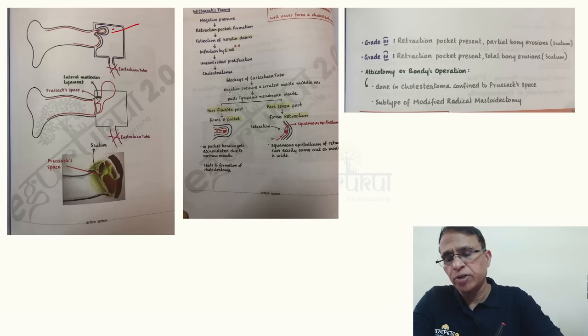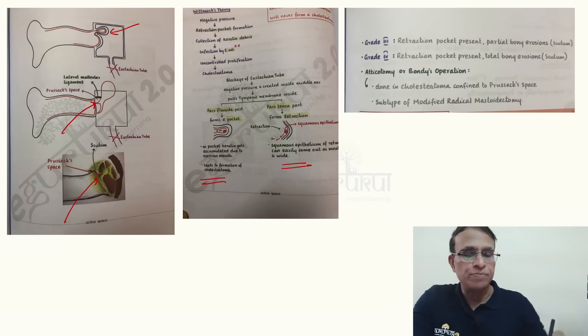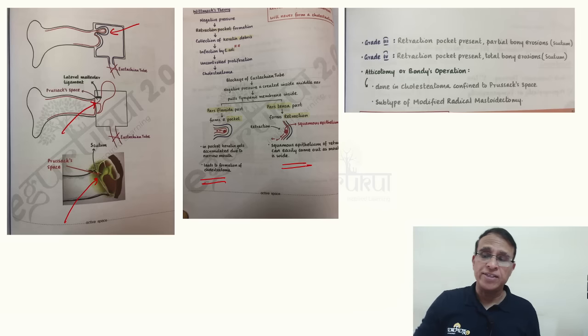Can you see this retraction pocket here? This Prussak's space, with the help of an image. Here you have, see, this is a pars flaccida retraction pocket, and a pars tensa retraction pocket. What is the difference between the two, pars flaccida and pars tensa? Why do they look so different? All this has been explained in the eGurukul app. So please go and check that.